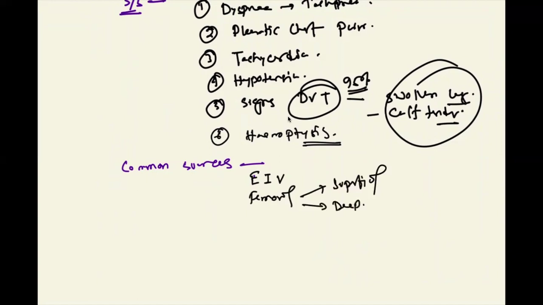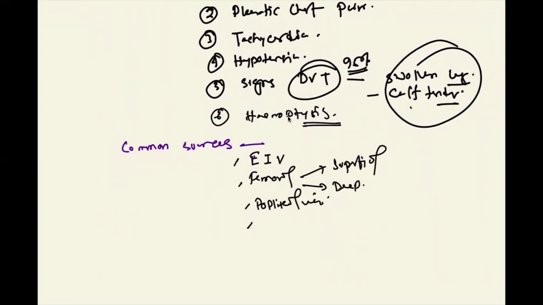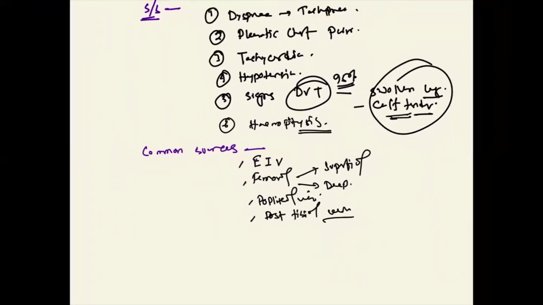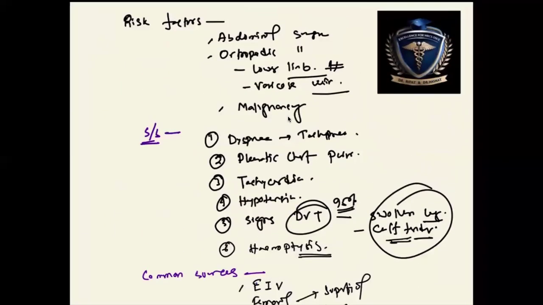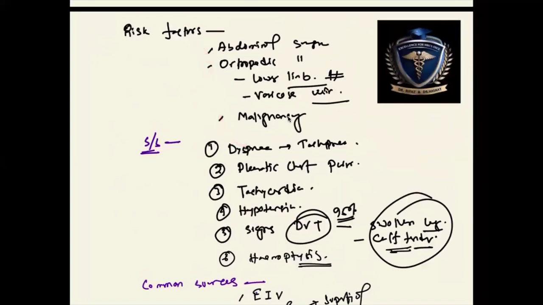Deep femoral vein. Also the popliteal vein, and especially the posterior tibial vein. That's why we look for calf tenderness, posterior tibial vein. In these veins, initially there is formation of some clot for any reason. Especially, as we have gone through, these are the risk factors: the patient having orthopedic surgery, prolonged fracture immobilization, or prolonged immobilization.